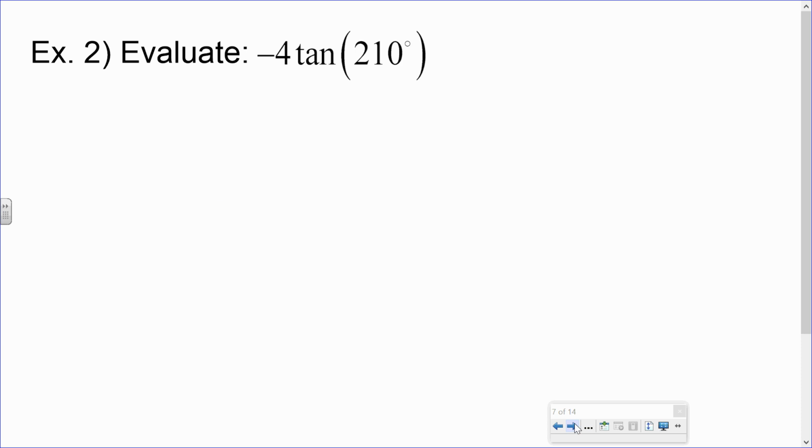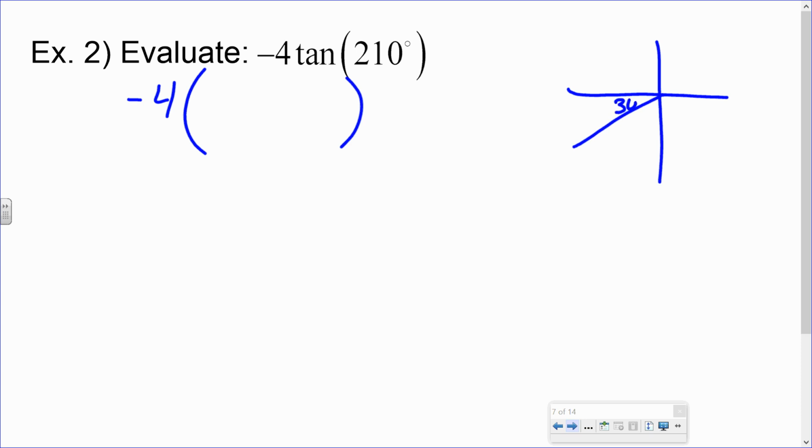Maybe it's this one. So for this one, we need -4 times whatever the tangent of 210 is going to give us. So I need some help knowing where I land with 210. Let's close the book, please. So, Ronald, what quadrant will I be in for 210 degrees? Okay, so I need to go 180 degrees and then some extra. How much past that? 30 degrees. So I'm going to go just 30 degrees past that. So that's going to be my related angle.